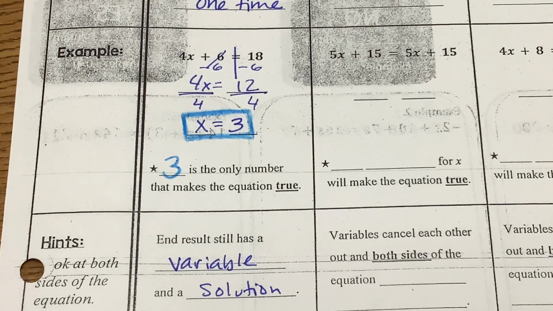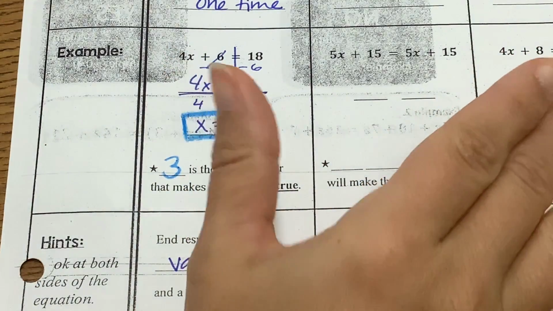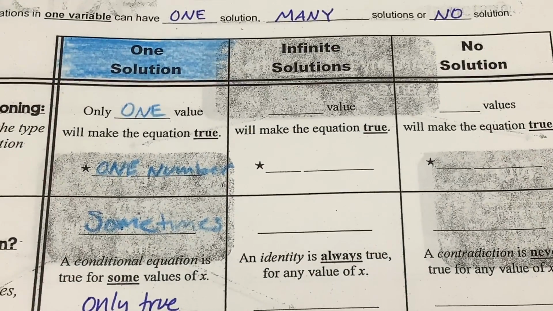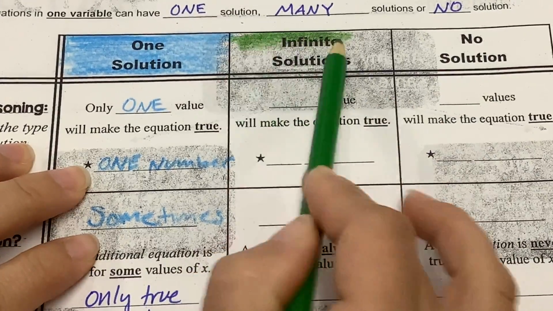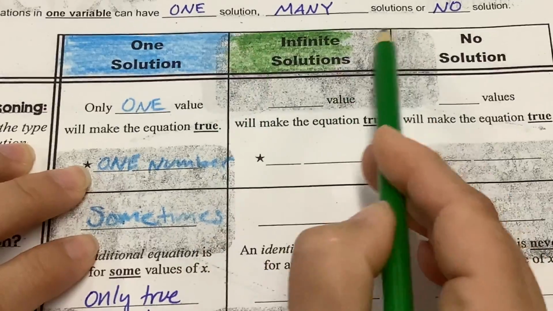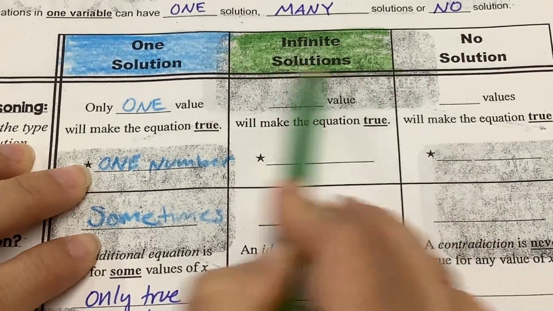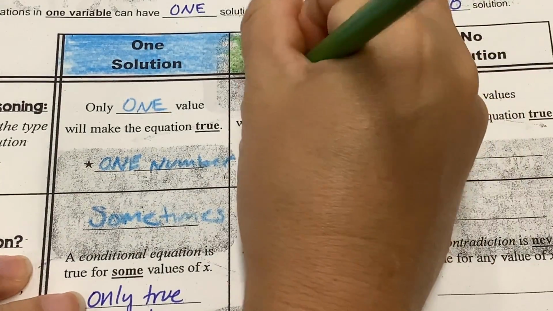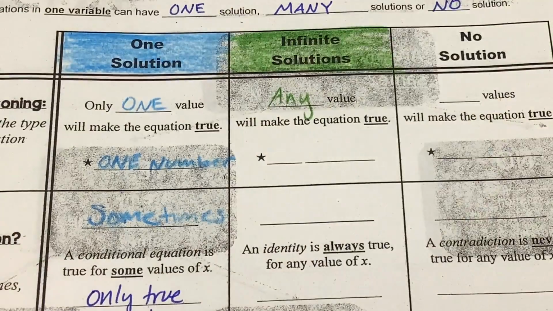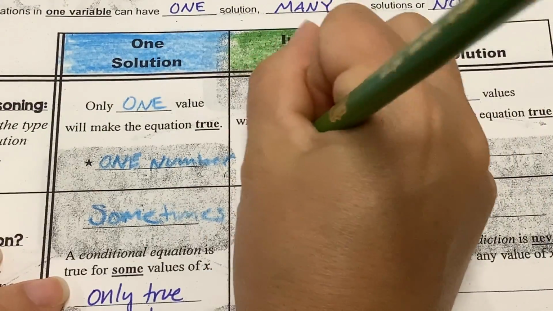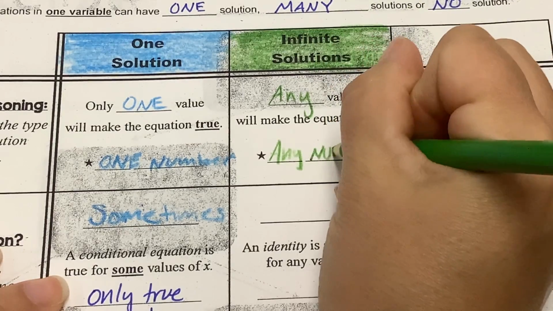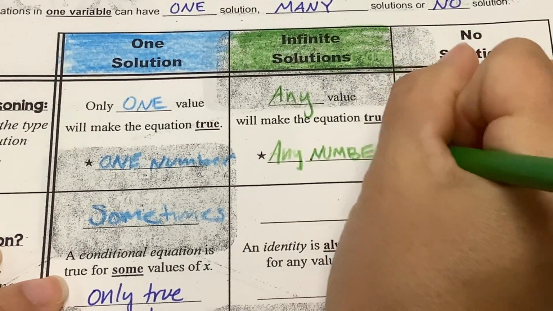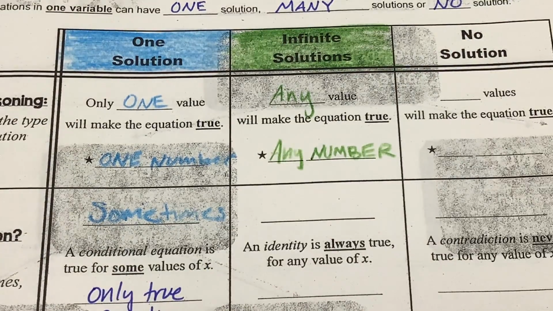All right, now for infinite solutions, we're going to use our green pencil. Okay, so for infinite solutions, any value will make the equation true. And that means that it will be any number. Any number that you can think of will work for this equation.